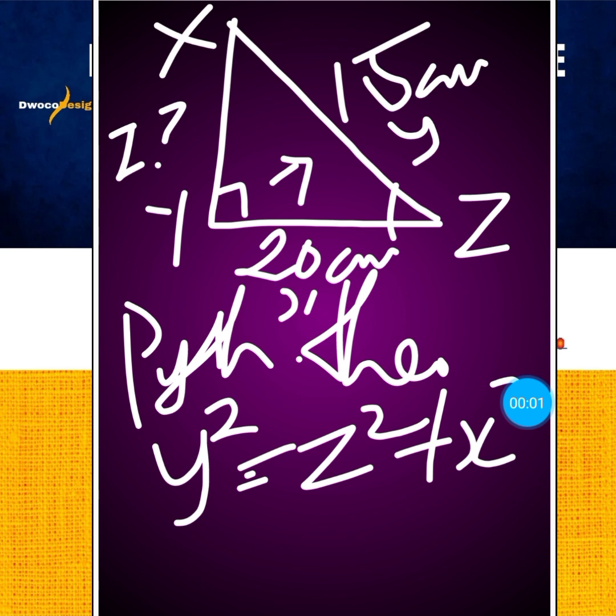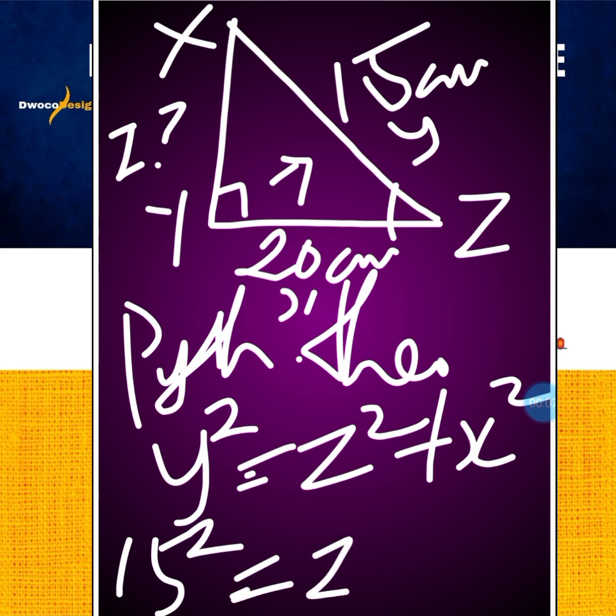The place of Y is 15, so we write 15 raised to power 2 equals to. The place of Z is what we are looking for, so leave it like that. And then the place of X is 20, so we write 20 squared. Exactly, 20 squared. I'm going to clear the board now.